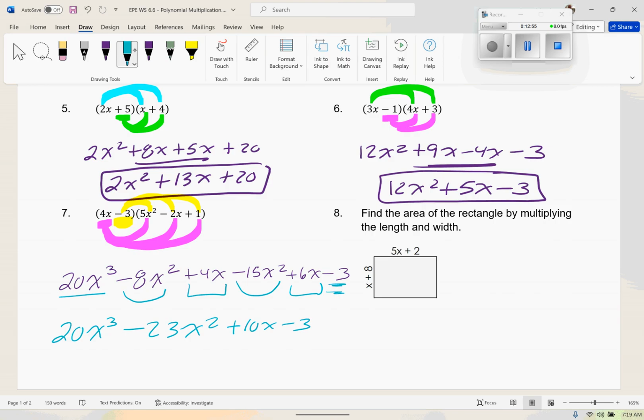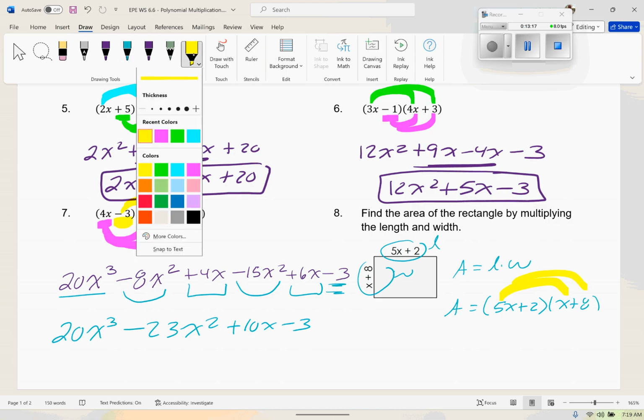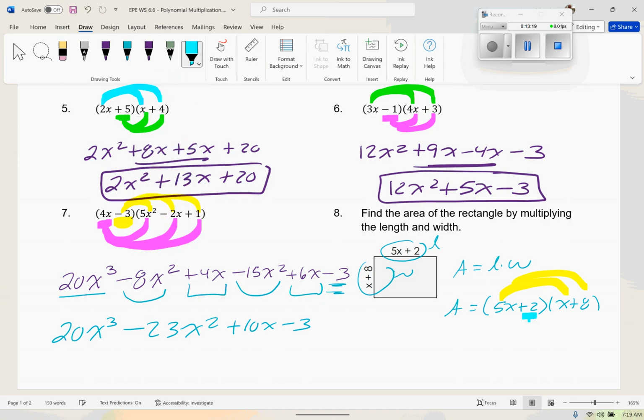Find the area of the rectangle. So I have this and this. In order to find the area, we're going to multiply them together. Remember length and width. So that's length and that's width. So area equals 5x plus 2 times x plus 8. And again, we're going to double distribute. So the 5x comes here and here. And then the 2 comes here and here, so double distribute.